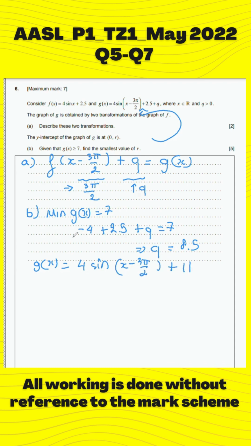Okay, so to find the y-intercept, we sub x equals 0 in. So it will be 4 times sine of negative 3 pi over 2 plus 11. Sine of negative 3 pi over 2 is 1. So 4 plus 11 equals 15. And that will be the value of r.